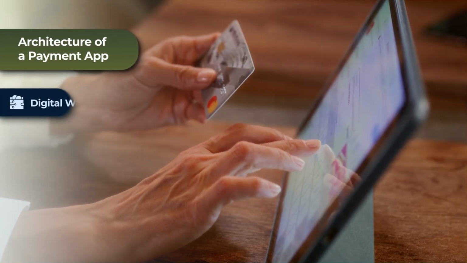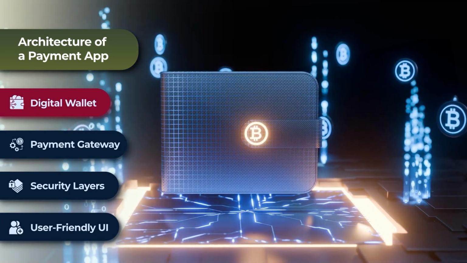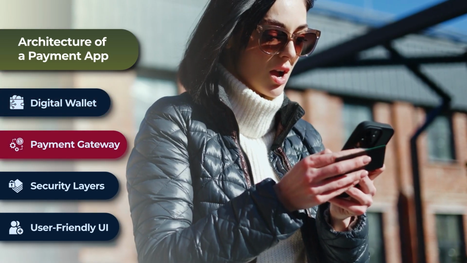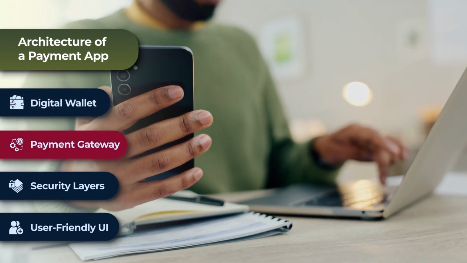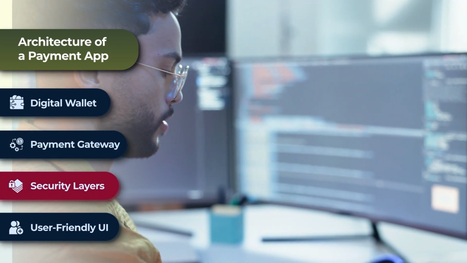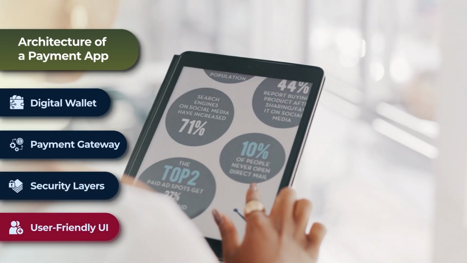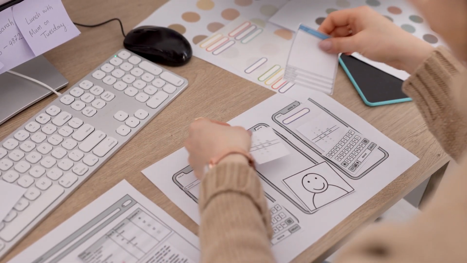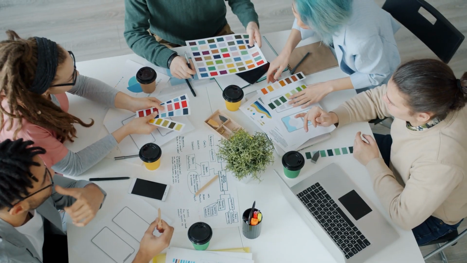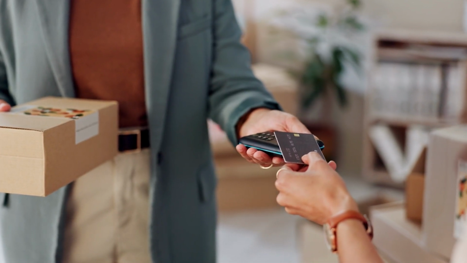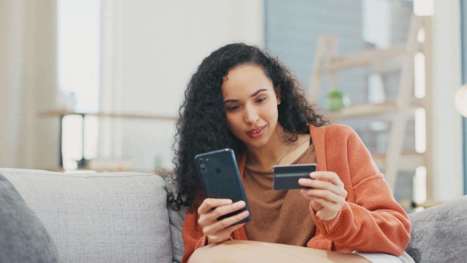Next, we come to the architecture that forms a payment app. It consists of the following components. Digital wallet, the heart of your app, where users store, transfer, and request funds. Payment gateway integration. It's the bridge between your app and financial networks. Security layers. It shields the user data and transactions from cyber threats. User-friendly UI, an intuitive design for seamless navigation. Now that you understand the essential components of a payment app, you can better appreciate the complexity and detail involved in its development. Each component must integrate seamlessly to ensure a smooth and secure user experience.